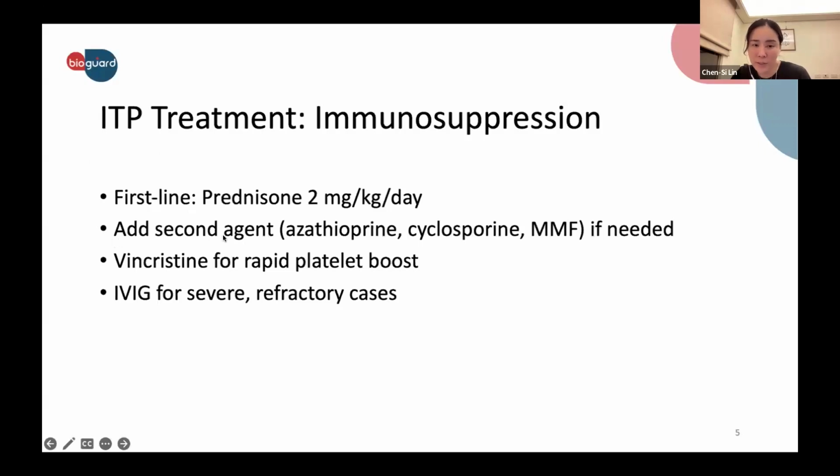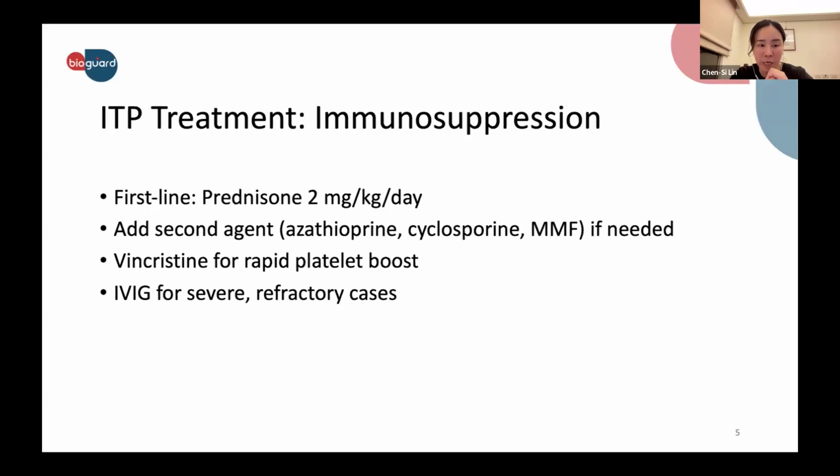And also we can add second agents such as azathioprine, cyclosporine, as well as mycophenolate mofetil if needed. Sometimes we may also need vincristine. Use IV push vincristine. The suggested dose is 0.02 milligram per kilogram with IV push. It can rapidly boost platelet release, and it can shorten the time to safe platelet counts by around 2 days.